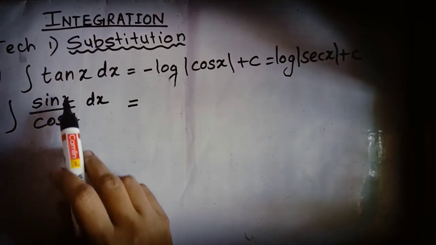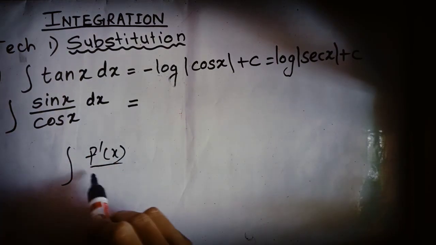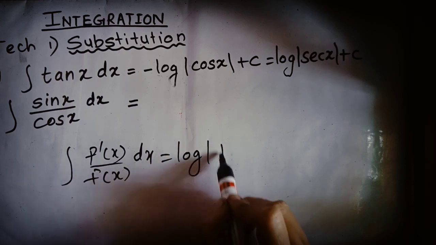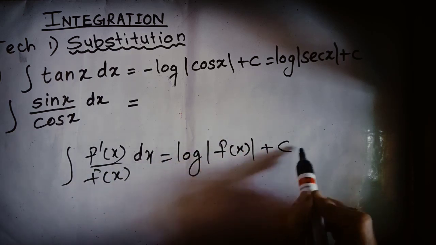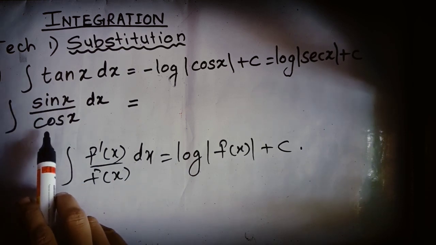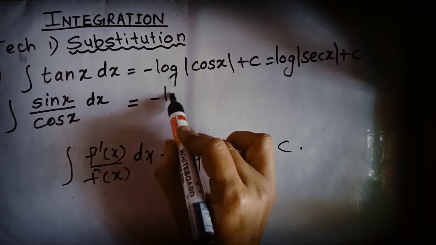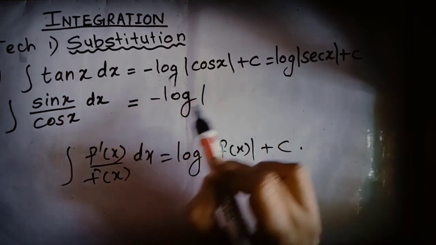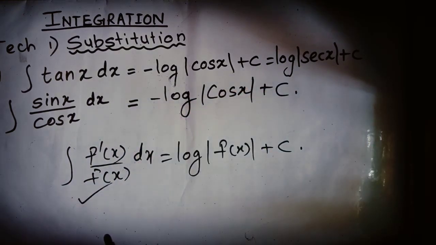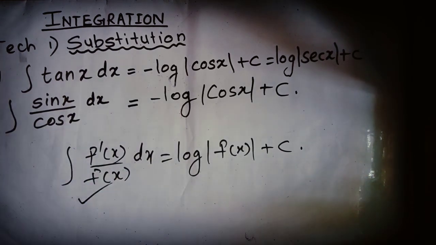Now another way to write this answer directly is using the f dash of x upon f of x dx formula, which says log of mod of f of x. We know that the derivative of cos x is sin x, right? And we have to add a negative sign, so we can directly write this as minus log of cos of x plus c. You can use this formula or you can use the substitution t, that way also.